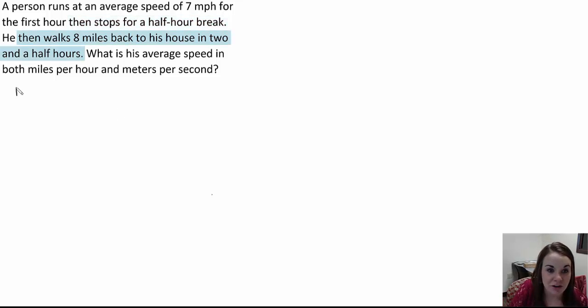So during that first chunk, I'm just going to label this as 1, he has an average speed of 7 miles per hour. And we denote average speed as an S with a bar over top of it. And I'm going to write out miles per hour so we can be really clear about our units. And then our time is 1 hour because it says in the first hour.